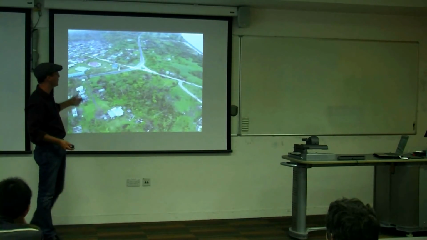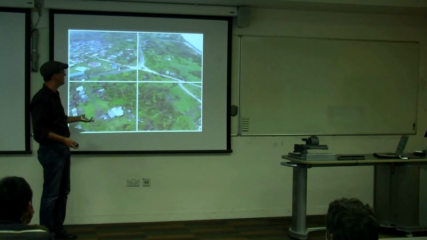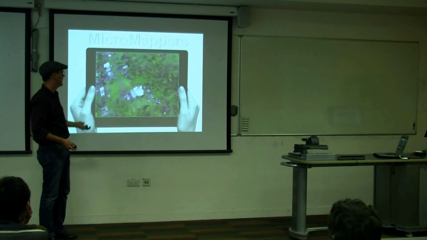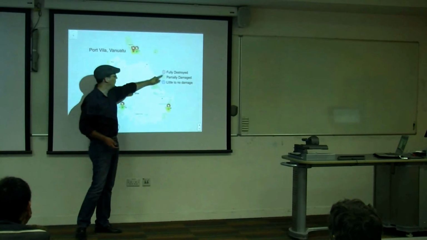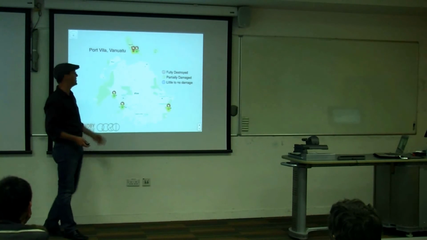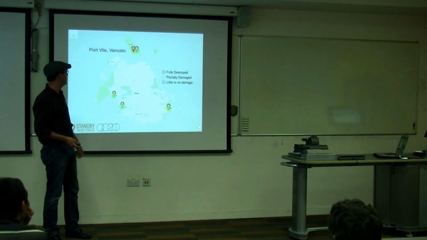What we ended up doing then was the same thing that you saw with the wildlife in Namibia: slice up the images, push them to MicroMappers, invite volunteers to trace houses based on the 3-point scale that I described. So fully destroyed, partially damaged, little to no damage. If you go to micromappers.org and you go under maps, this map should still be available.